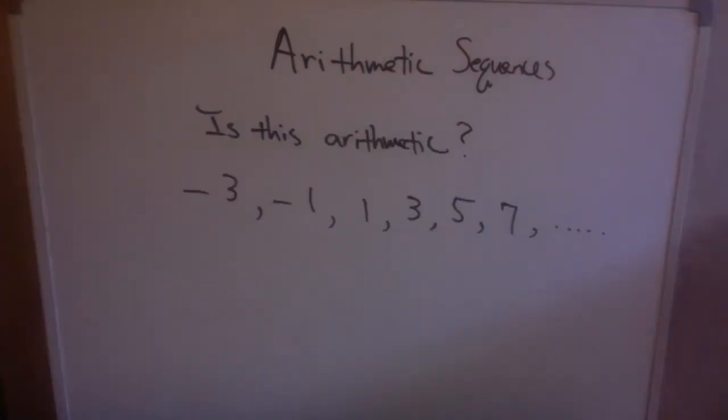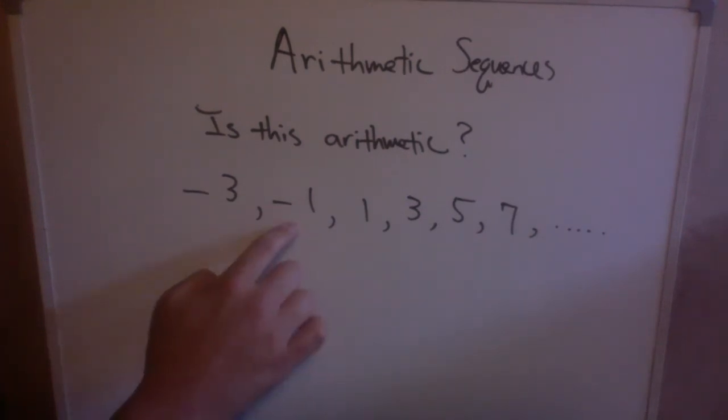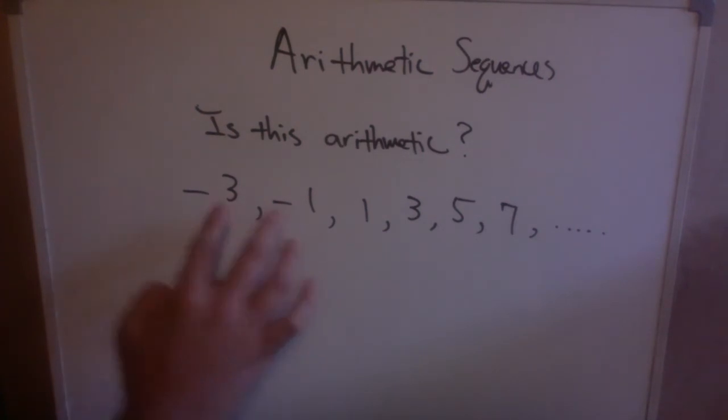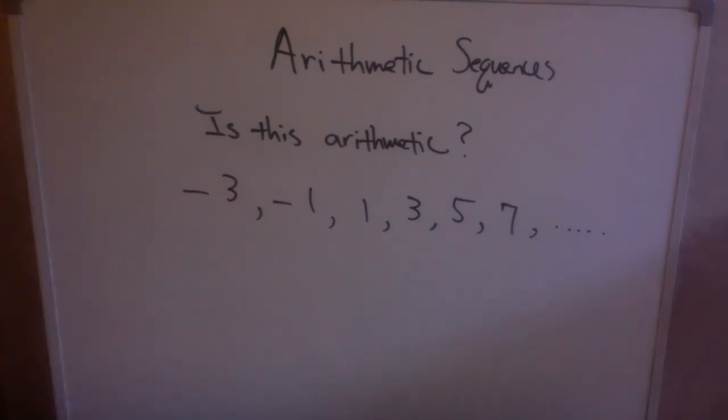Okay, so here's a sequence. We have -3, -1, 1, 3, 5, and 7, and so on. And we're asking, is this sequence arithmetic? The way to figure this out is you take any term, and the difference between that term and the preceding term has to always be the same for an arithmetic sequence.